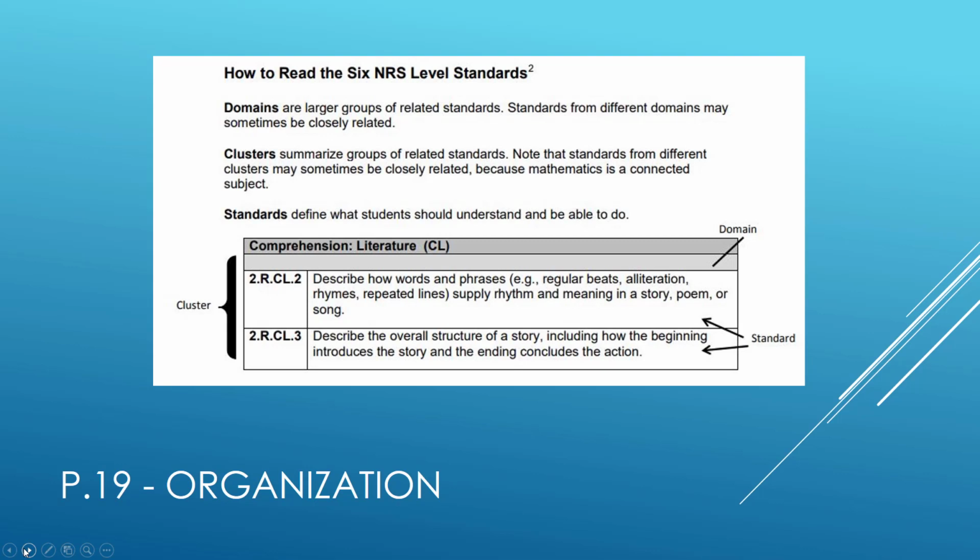Each individual standard has a code on the left side to help us identify it. The first number in the code, in this case 2, refers to the NRS level of the standard. The capital letters that follow indicate the strand, in this case reading, and the following letters indicate the domain, Comprehension Literature. Then the last number represents the number of that specific standard.